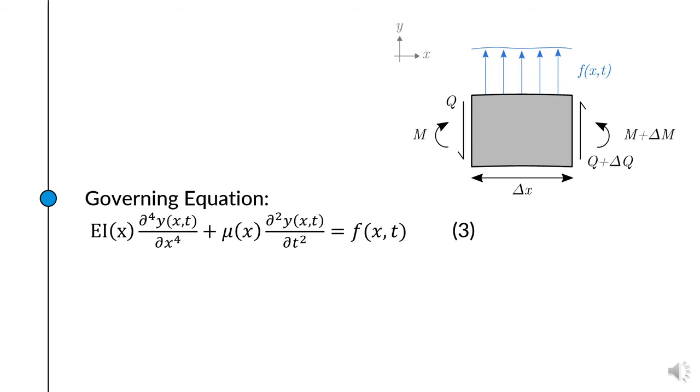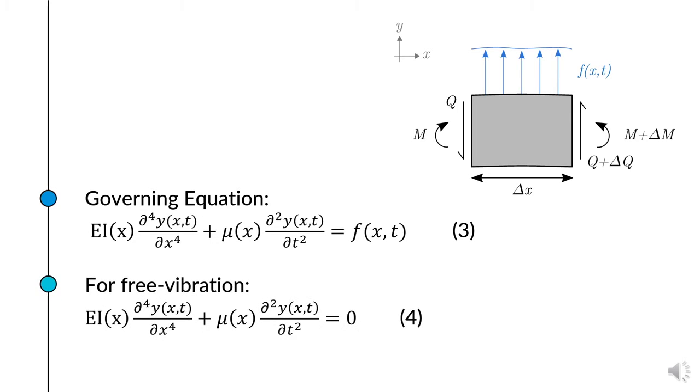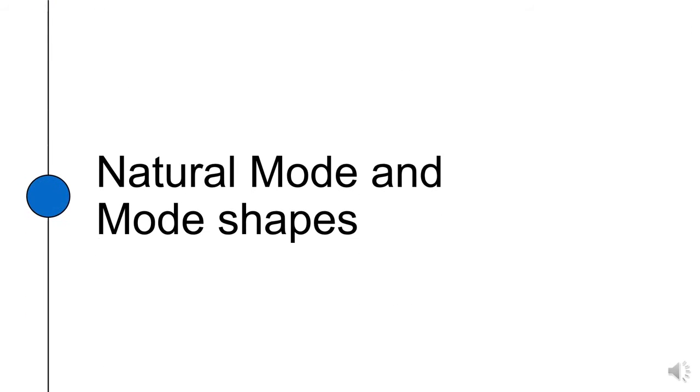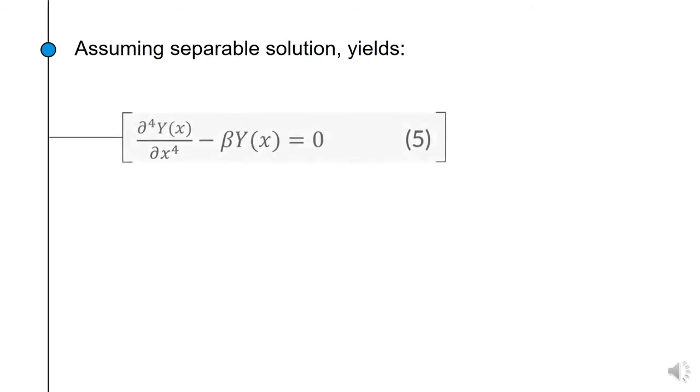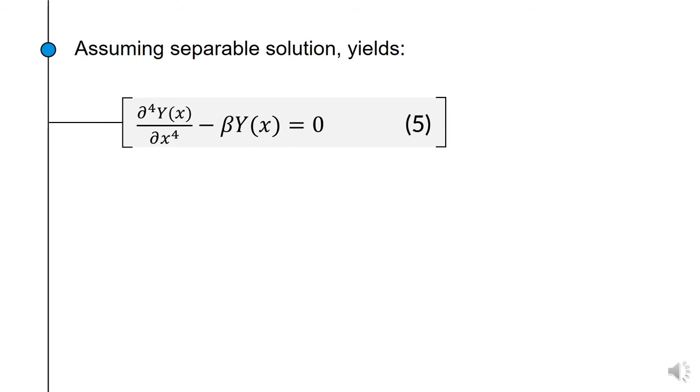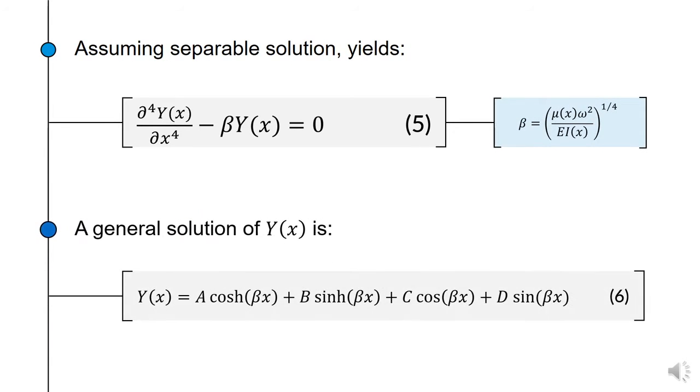For a free vibration beam, the equation of motion simplifies to the following. To determine the natural frequencies and mode shapes, we assume a separable solution of x and t, which simplifies the equation of motion to equation 5, where beta is given by the following. A general solution of equation 5 takes the following form.